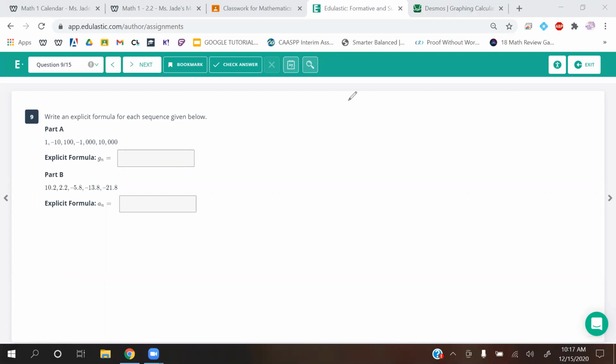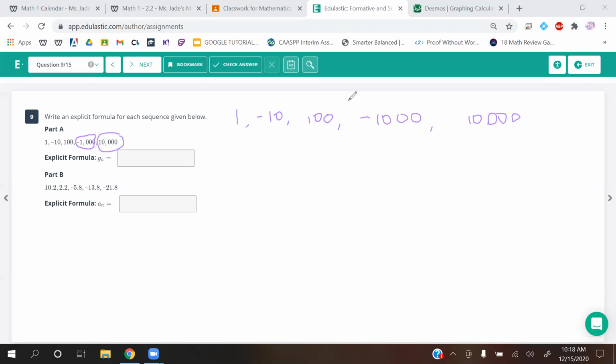All right, so the first number is 1. The next number is negative 10. The next number is 100, positive. Then the next number is negative 1,000. I don't know why they would put the comma in with the negative 1,000, because now it looks like negative 1 and then 0. I apologize. So this is negative 1,000. And then it's 10,000. Okay. So here's the sequence.